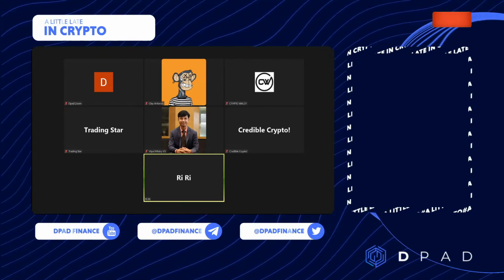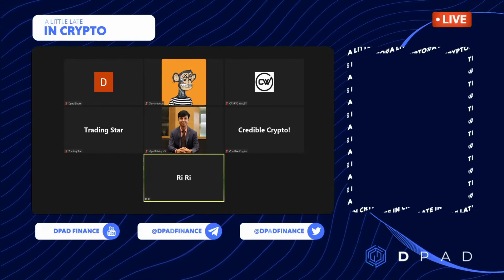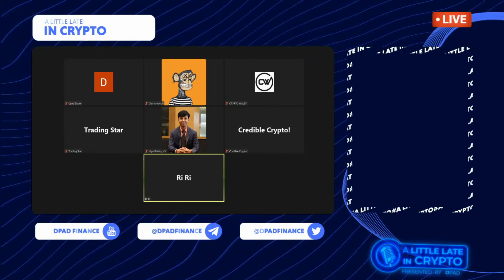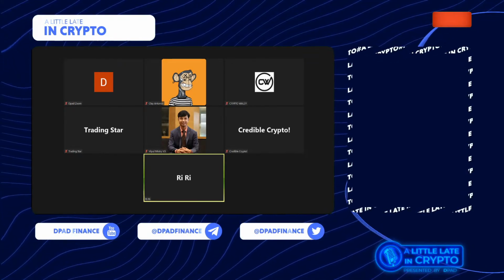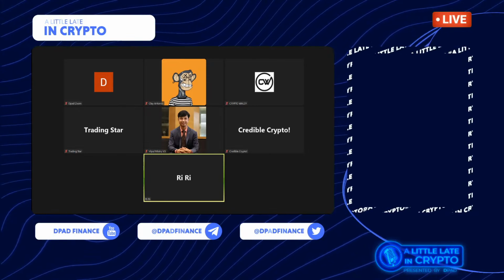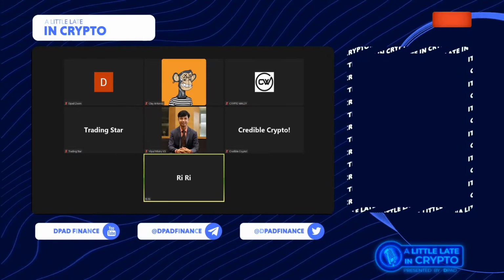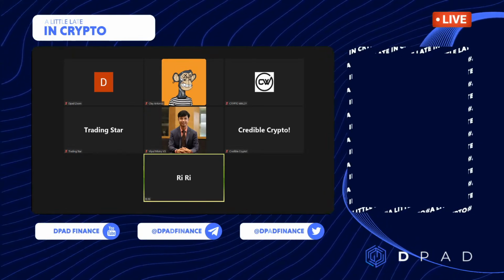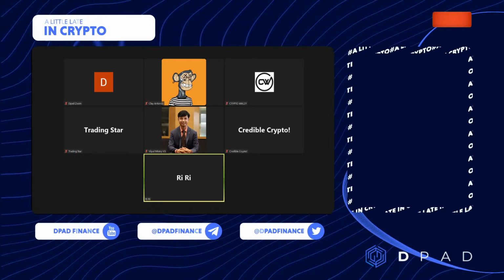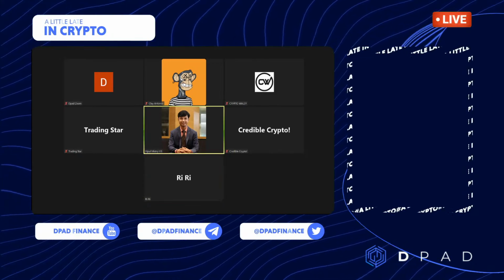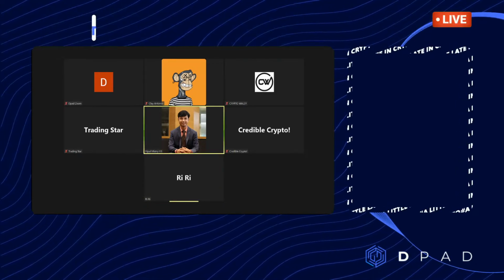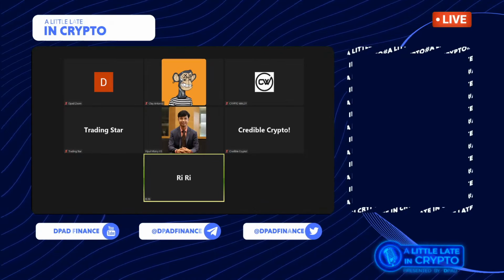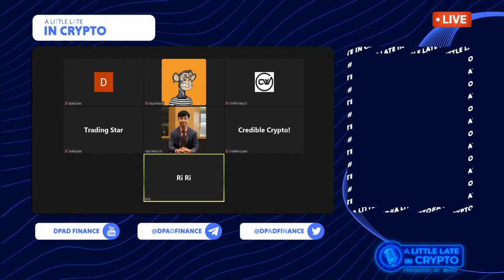Okay, so let's go ahead and get started. If anyone wants to do an IDO for a project, what are the factors that one needs to consider for selecting a Launchpad? So if somebody's going to select their Launchpad, what is the checklist that they need to create?